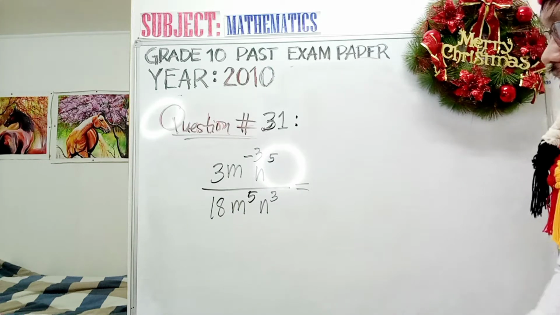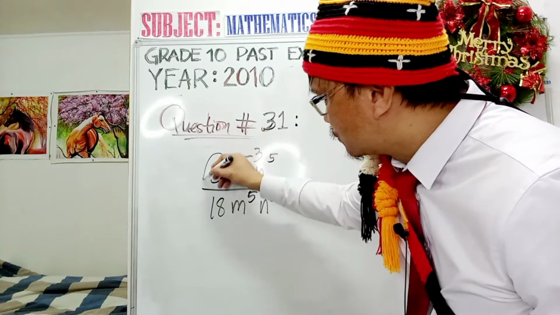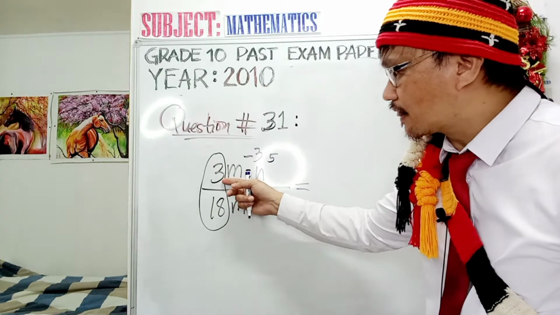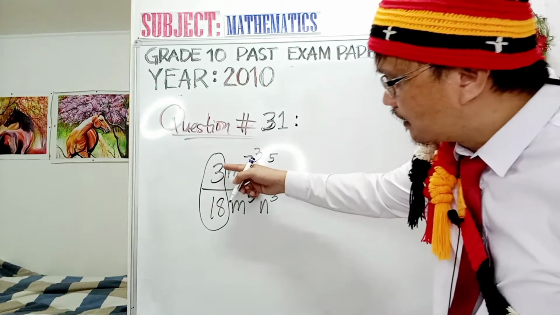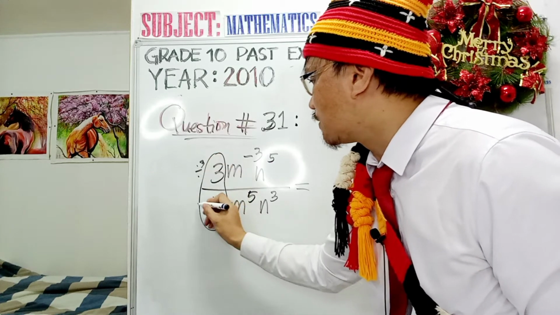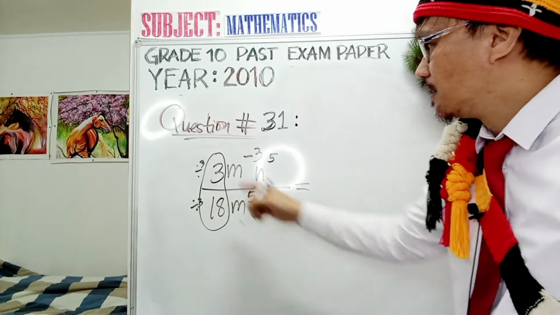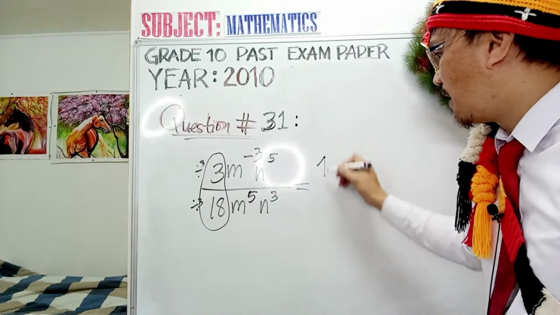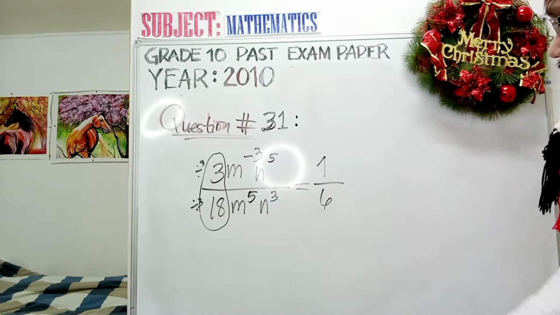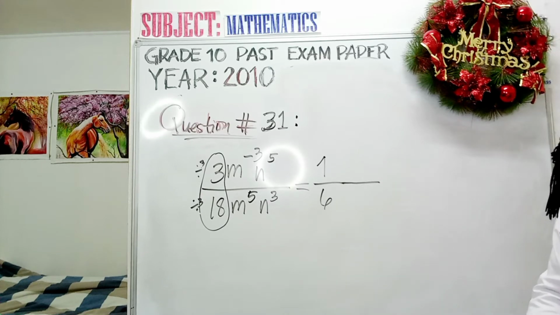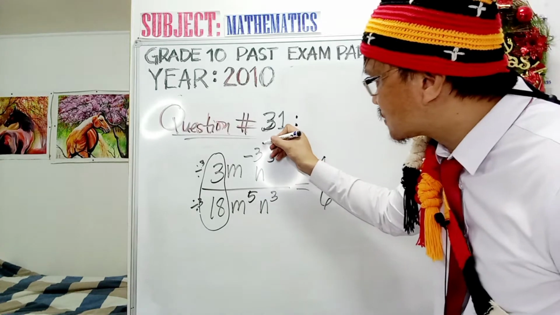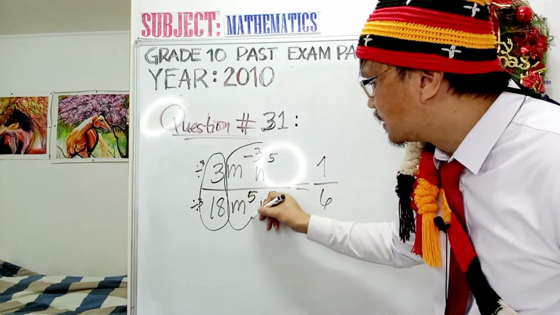You are going to do first the numerical coefficient. Simplify 3 over 18. So 3 over 18 will be divided by 3, and this one also divided by 3. 3 divided by 3 is equal to 1, and 18 divided by 3 is equal to 6. So you get 1 over 6. And then let's have the next expression that has the same base, m.